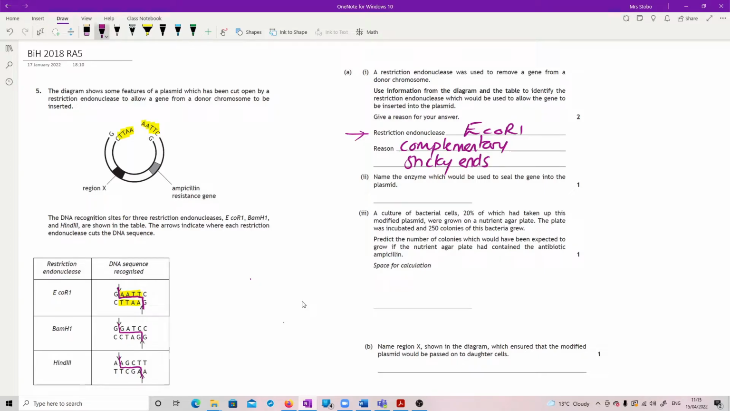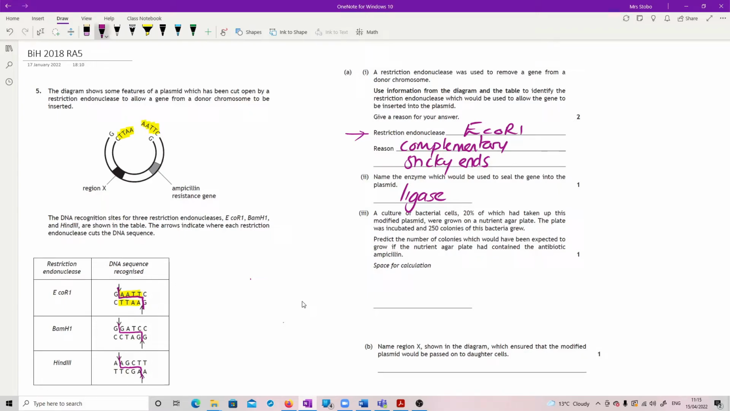Name the enzyme that would be used to seal the gene into the plasmid. Well, that's a bit of a gift. That's ligase. When I say gift, you obviously need to know the answer. A culture of bacterial cells, 20% of which had taken up this modified plasmid, were grown on a nutrient agar plate. The plate was incubated and 250 colonies of this bacteria grew.